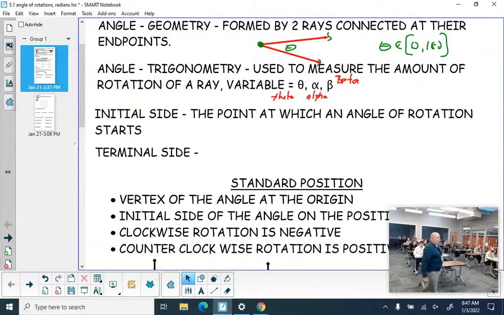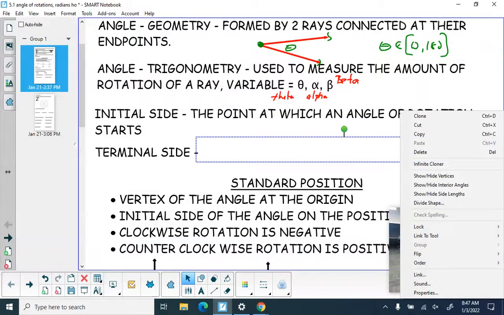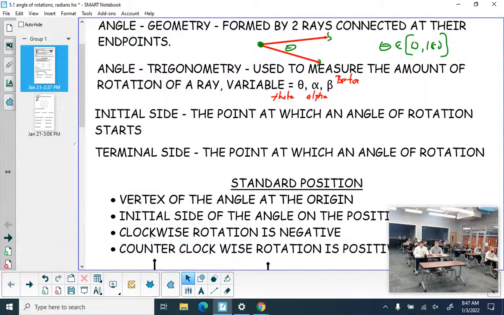We have a terminal side, which is the ending point for your rotation of the ray. So you have an initial side, which is where the rotation starts, and then you're going to have a terminal side where the rotation ends.